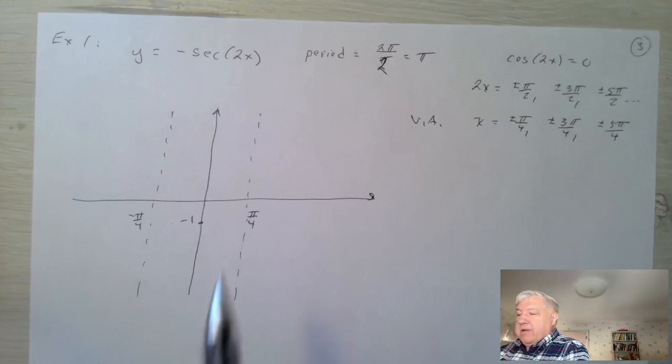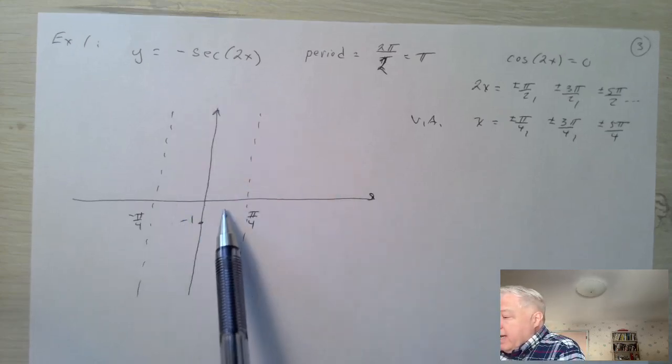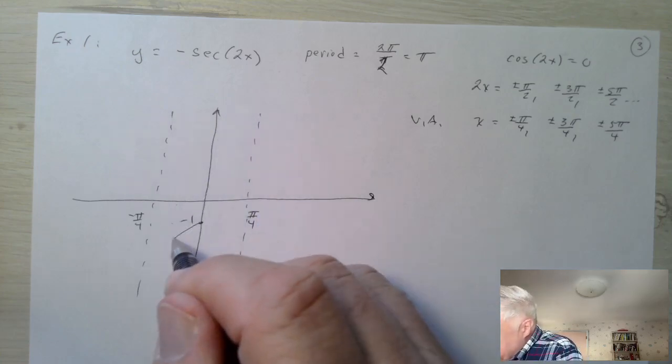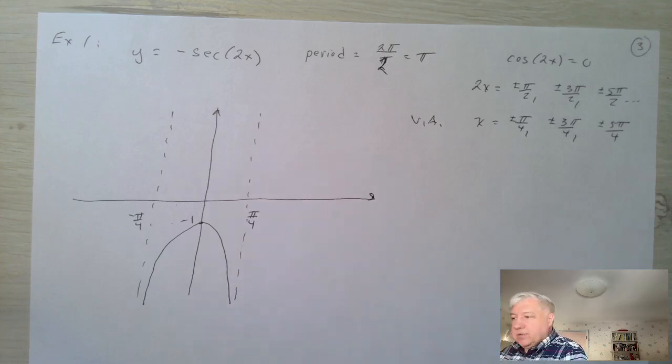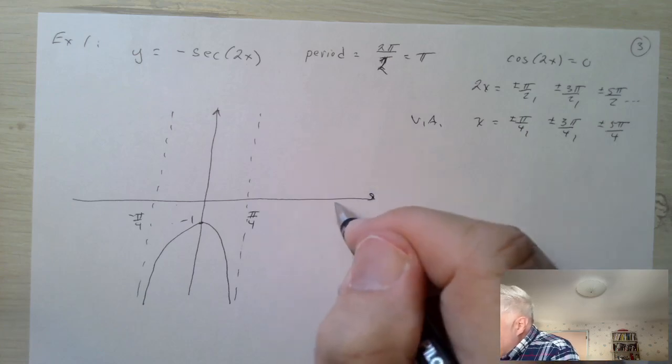Okay, and if you plot some other values like negative pi over 8 or pi over 8, you'll see that they'll also be negative. So the graph will look like this from here. And then the next period, the next asymptote is at 3 pi over 4.